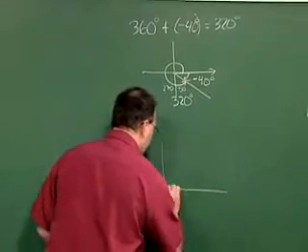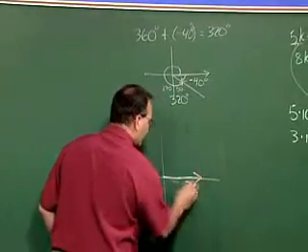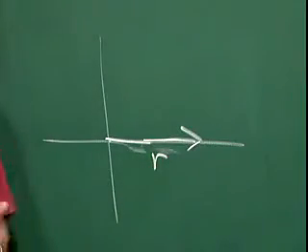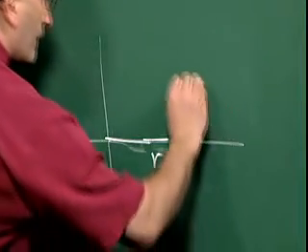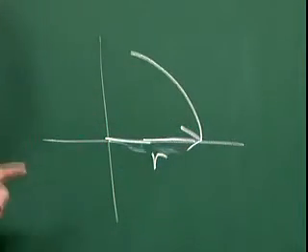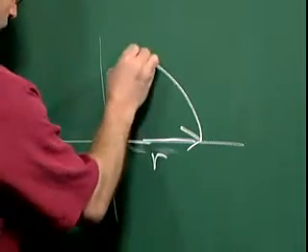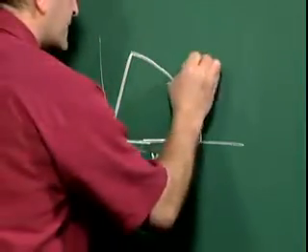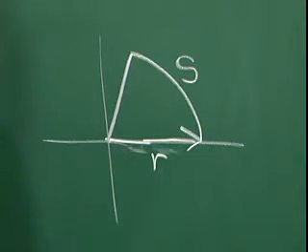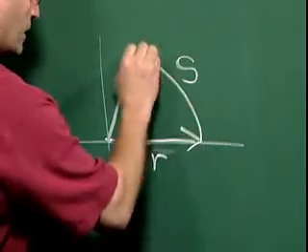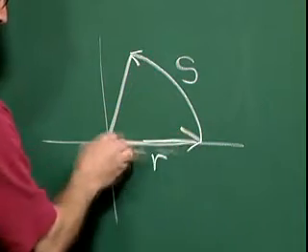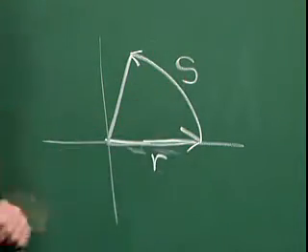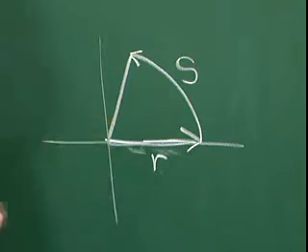Here's my terminal side, which I'll label as R for the radius. And what I'm then going to do is draw an arc which has the same length as this R. Except the very common way to label an arc length is S. And we measure this angle where the terminal side is right here, the initial side is here. Instead of in degrees, we can measure it by the length of that arc.